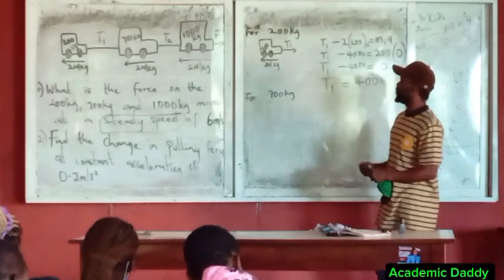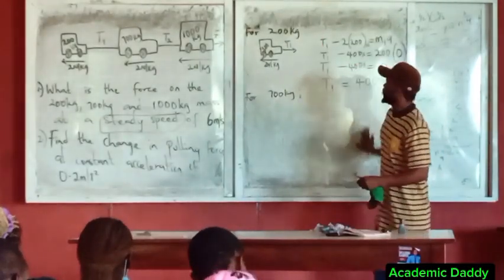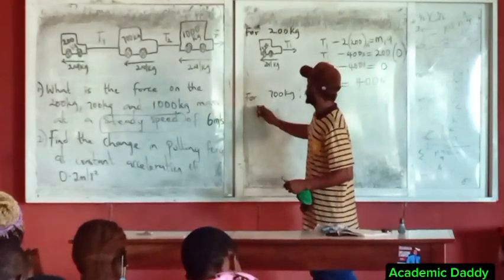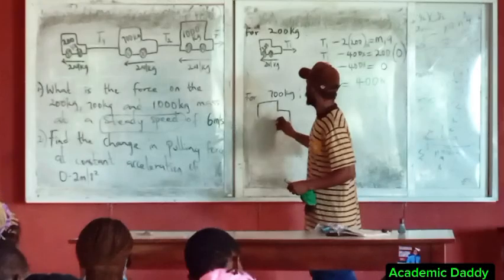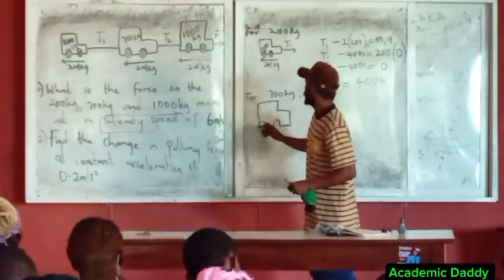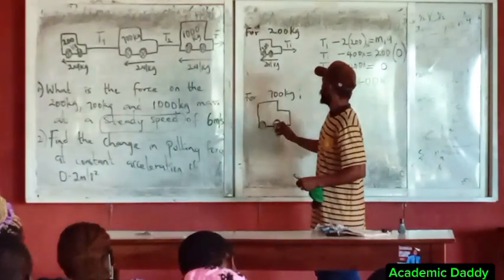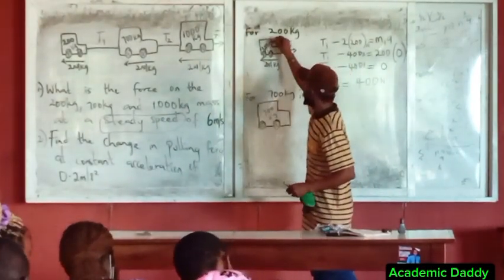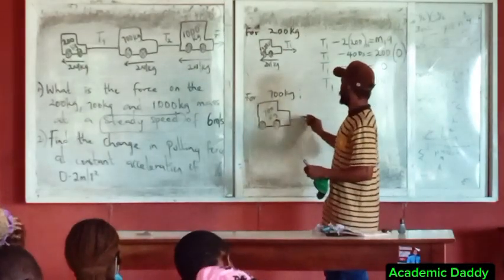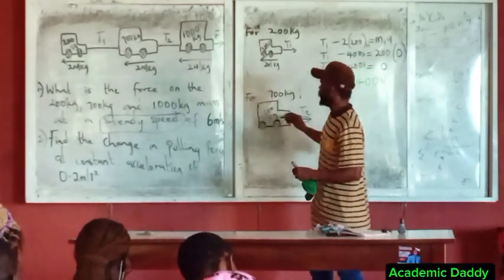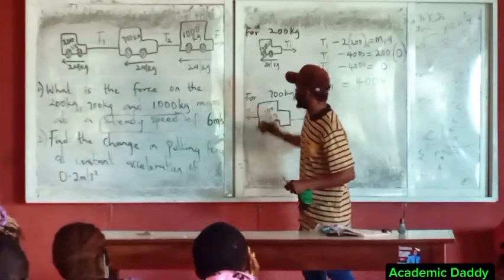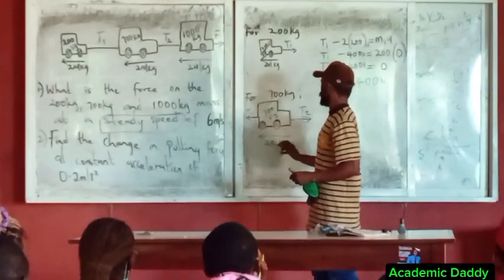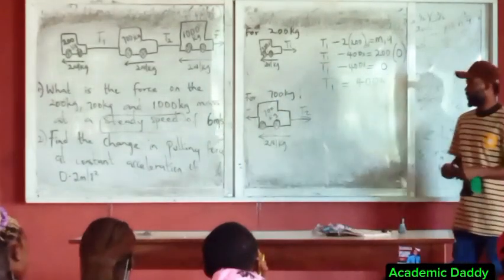So for 700 kg, I will have the forward force. Let's draw it. So I have 700 kg. I will have my forward force to be T2, and then my backward force becomes T1. Then I have this thing, which is the resistance, 2 Newton per kg. You see it? Yes, that's the resistance.